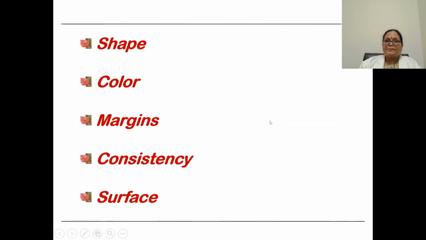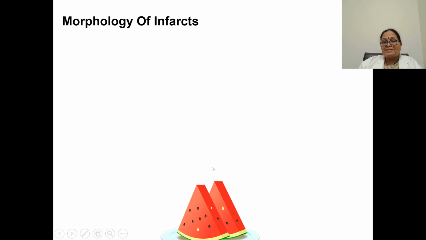Now let us look at the shape, color, margins, consistency, and surface of infarcts. So morphology, what is this here? Why did I put this picture? Yes, I think you can identify. This is a wedge of a watermelon. Why am I talking about a wedge here? Okay, let's go into it.